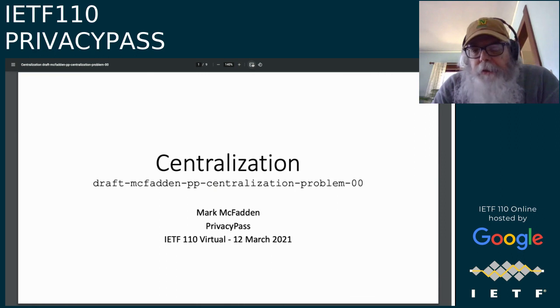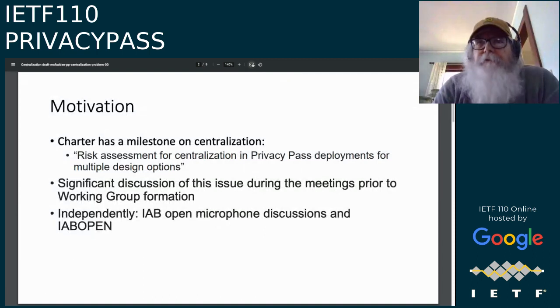So this is a draft on the centralization problem. Next slide, please. Where this came from: the charter has a milestone on centralization, and here are the words that are in the charter. I think this actually comes from when the working group was established. There was a lot of discussion about the issue of centralization. And if you add to that what's happened this week, there are a lot of independent conversations going on, for instance, in the plenary and IAB Open. So it's a good time to talk about centralization. And since it's in the charter, it's a meaningful thing to do.